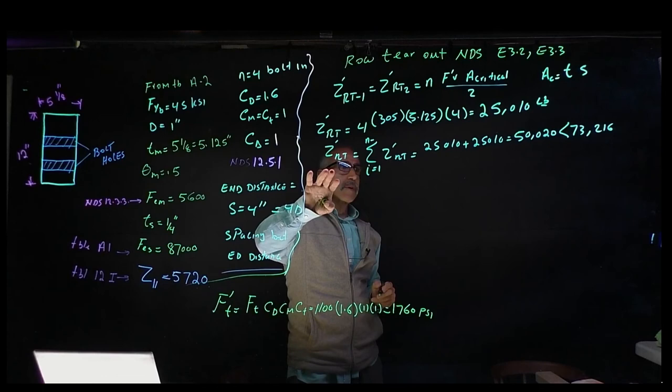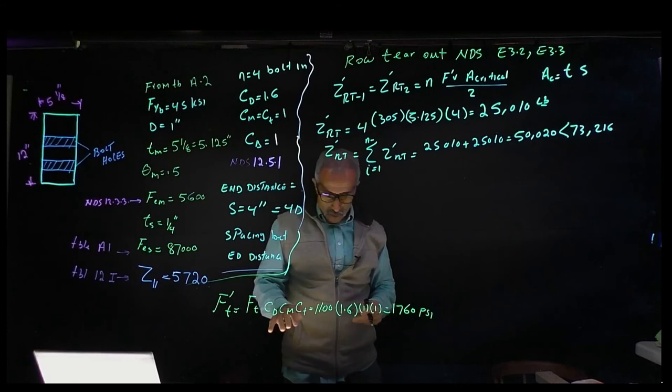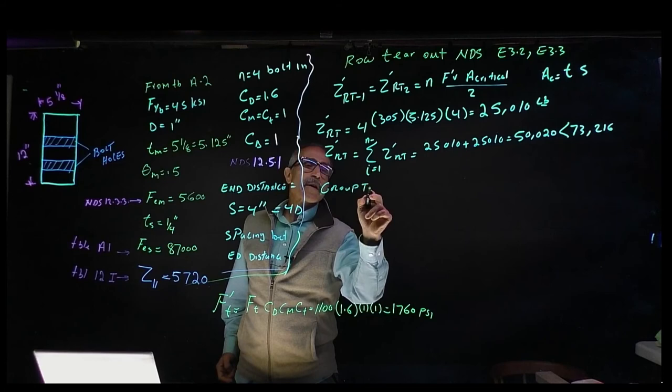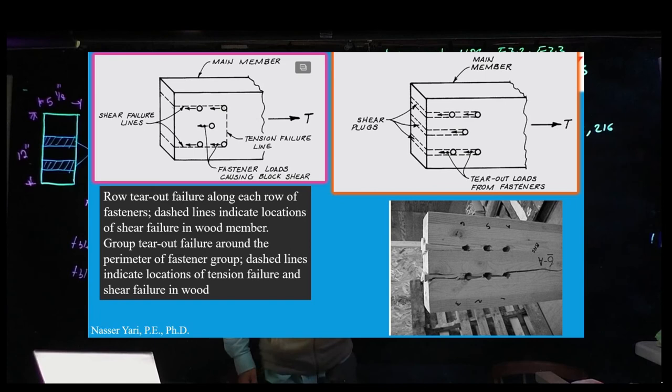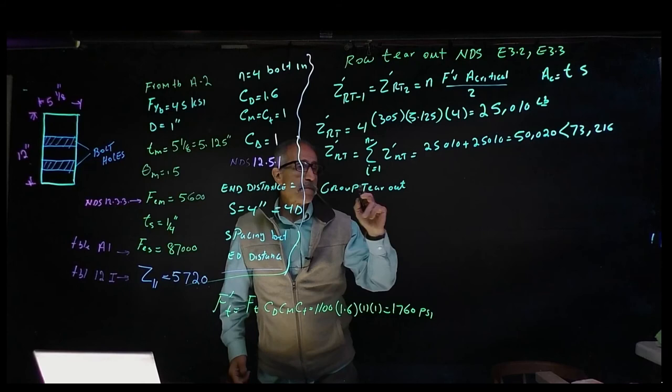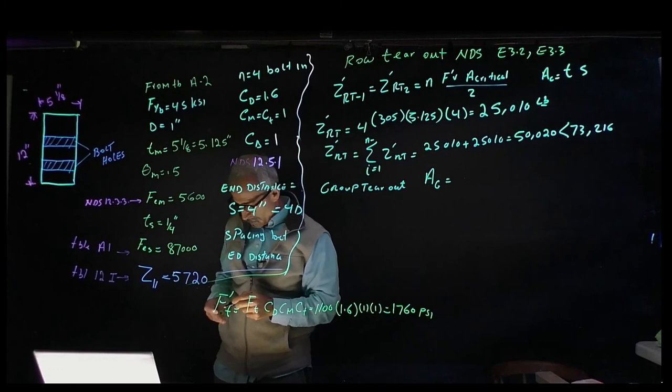Now, continue with this. That was for row tear out. Let's see if we can do a group tear out. And for our group tear out, remember, we have to calculate the area of the group. That's an important one, the area of the group. And that's what we're looking for right here.